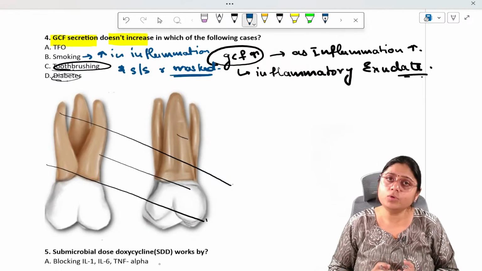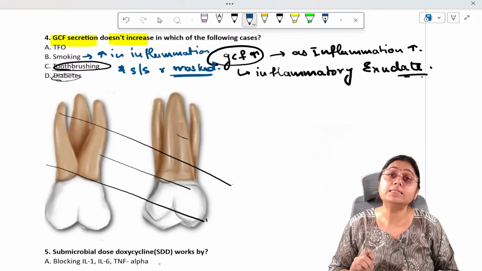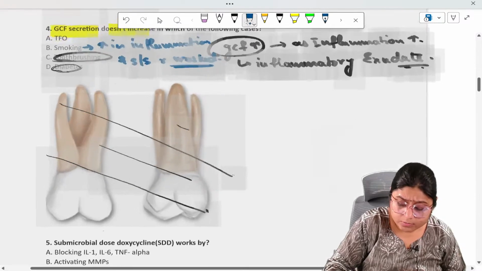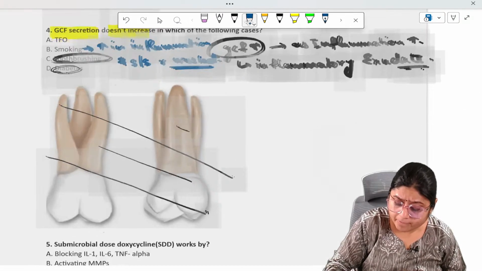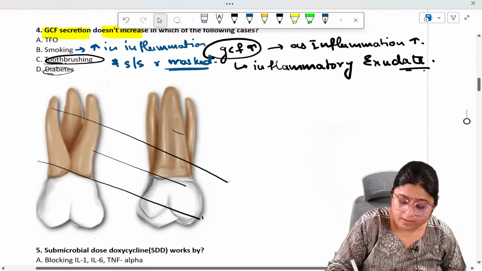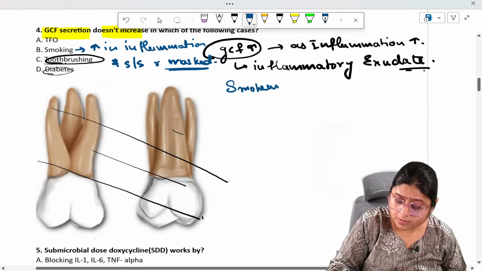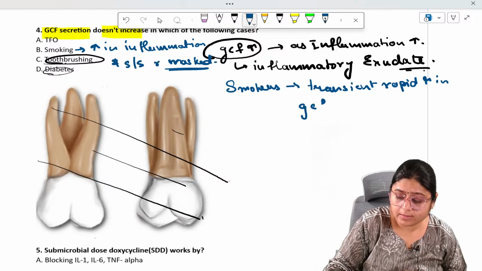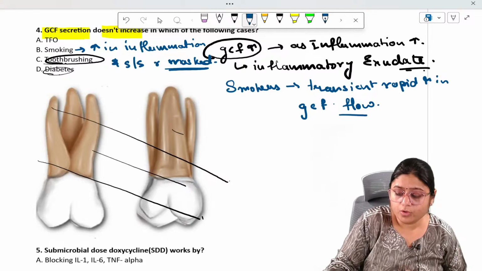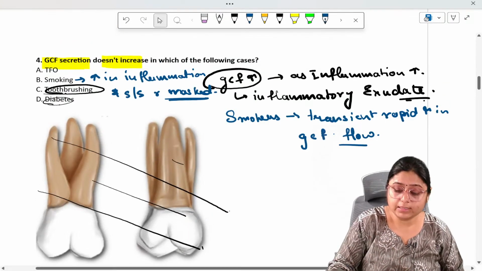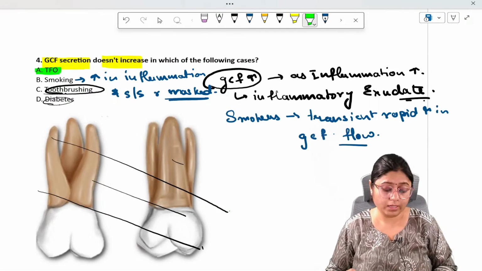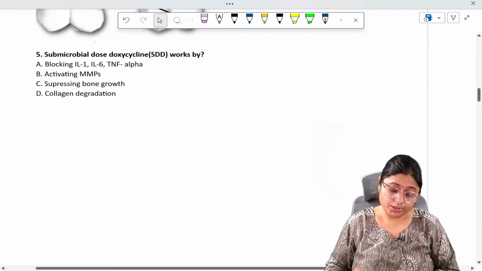Okay, so in smoking also it is seen that there is a transient, rapid increase in GCF flow. But in TFO there is no change in the GCF flow. So the answer to this question is trauma from occlusion. Okay. Now the next question.